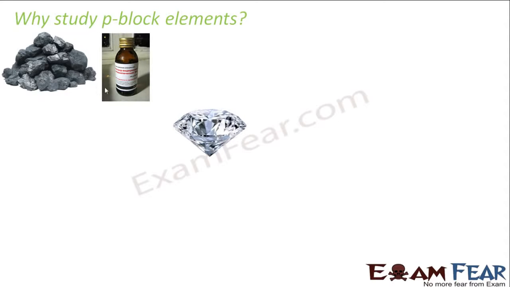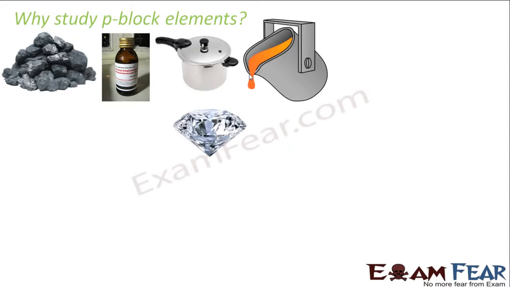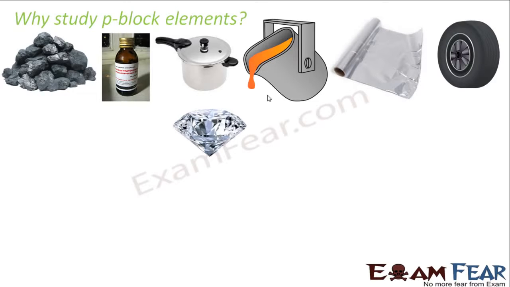If you see antiseptics, again the p-block elements are used to create antiseptics. If you talk about the pressure cookers, aluminum is used here. In the extraction of metals from the ores, a lot of p-block elements are used. The aluminum foil, which you must have seen, to wrap food, is nothing but a p-block element, aluminum. In tires, we use p-block elements to vulcanize the tire to make it hard.